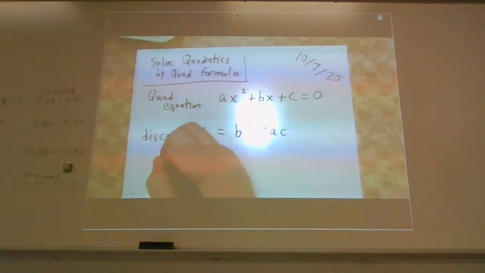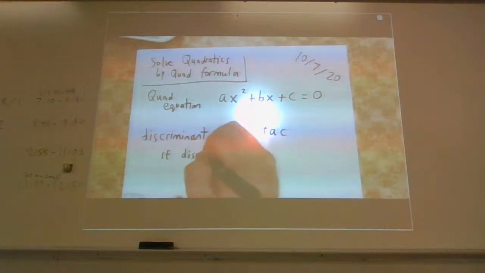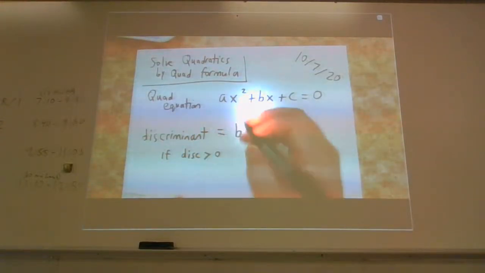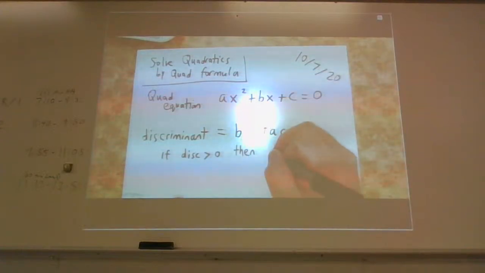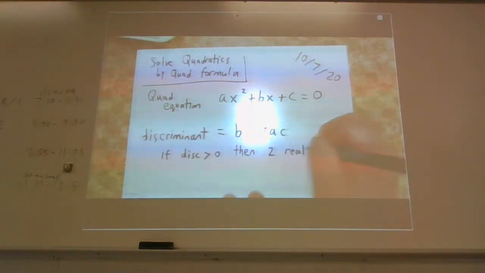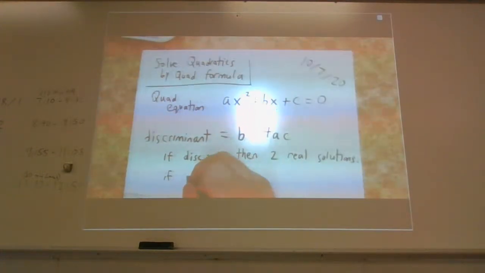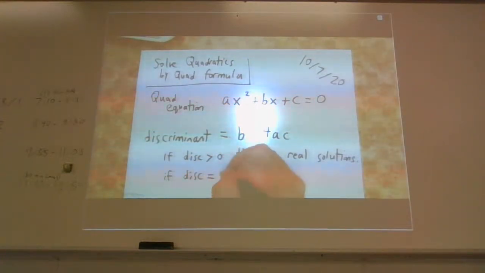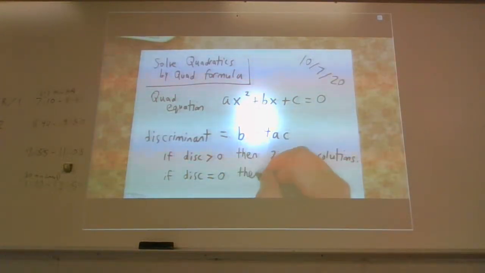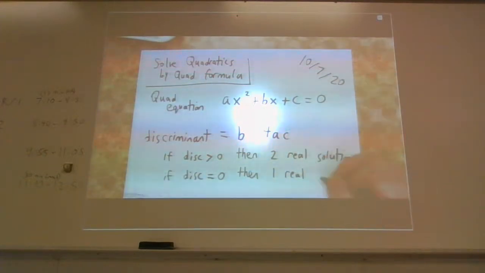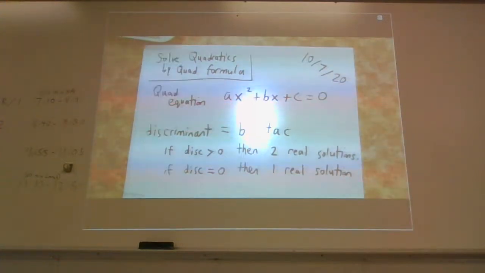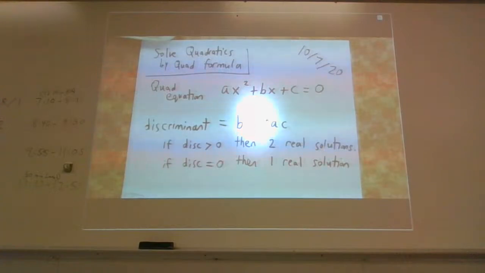In fact, if your discriminant is greater than 0, as we talked about, then we will have 2 real solutions. If your discriminant is 0, then you would have 1 real solution. It's very strange. The example that I gave you for the 1 real solution was actually this equation right here.